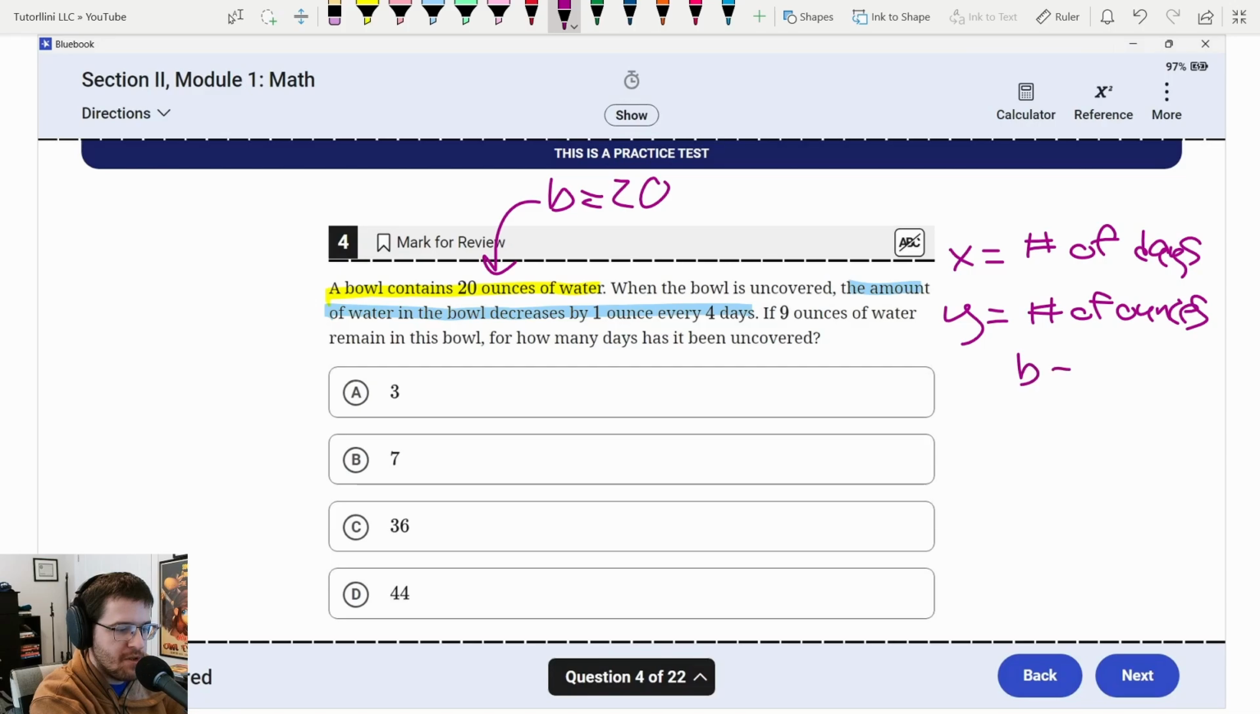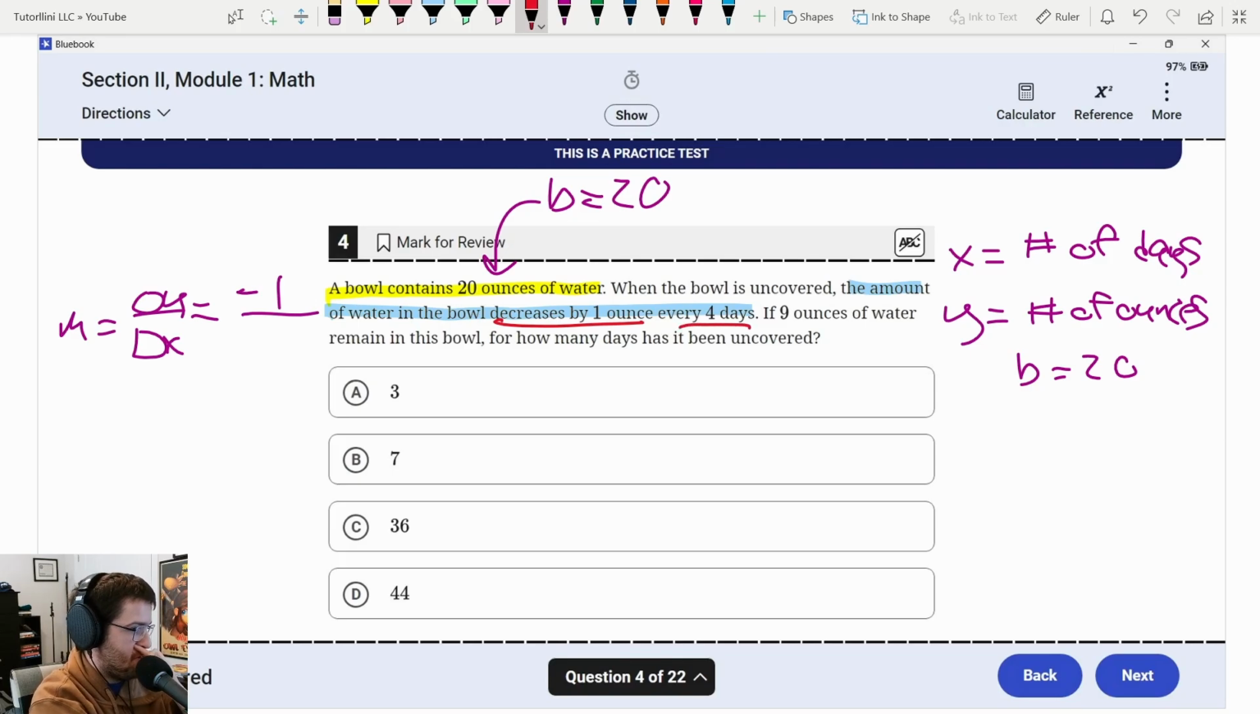So let's write some of this down. b equals 20. So slope is change in y over change in x. So in this case, the change in ounces over the change in days. So it says I decrease by 1 ounce. So that means the numerator is -1 every 4 days. So that means the denominator is 4. -1 divided by 4 is -1/4. So I've got m equals -1/4. The equation of this line, mx plus b, is y equals -1/4 x plus 20.